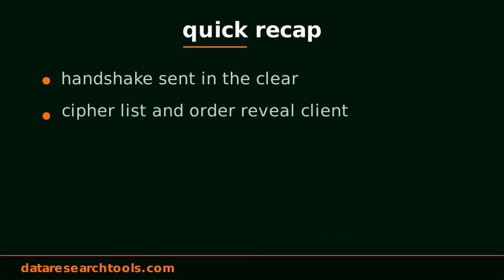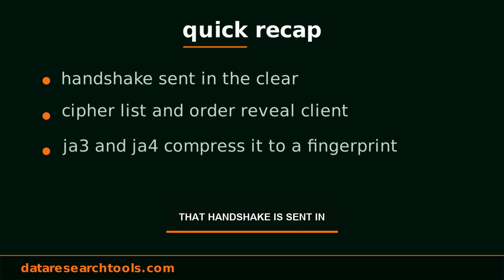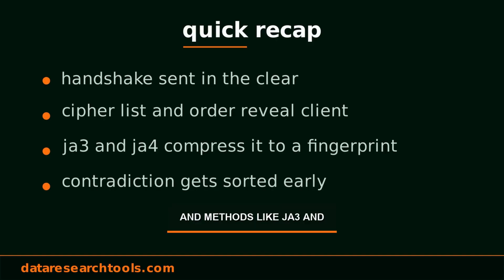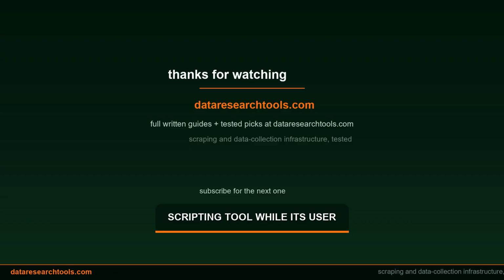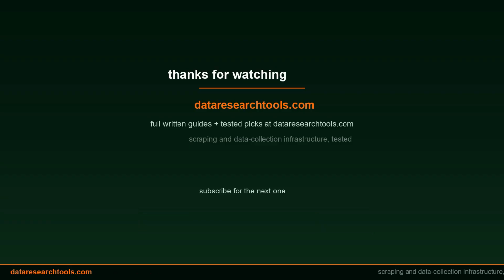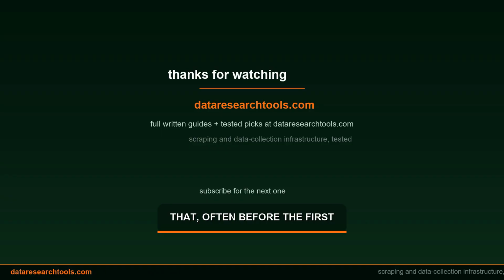So to recap, every HTTPS connection opens with a TLS handshake, and that handshake is sent in the clear before any page loads. The cipher list, the extensions and their order describe the client, and methods like JA3 and JA4 compress that into a fingerprint a site can read on the first packet. A generic client whose handshake says scripting tool while its user agent says browser has produced a contradiction, and sites sort on exactly that, often before the first request. The honest response is a client that is genuinely what it claims to be, so the contradiction never exists.